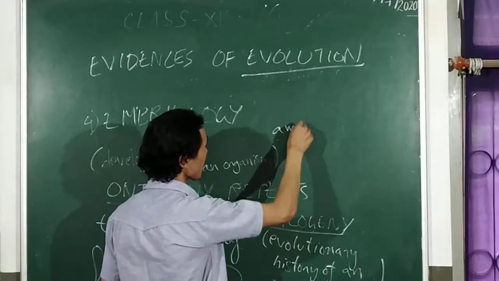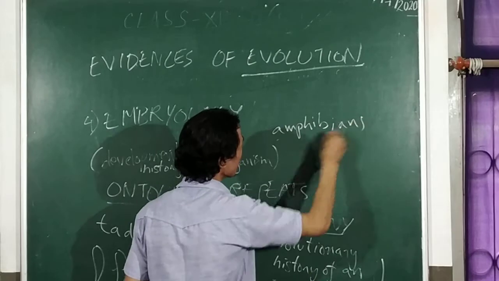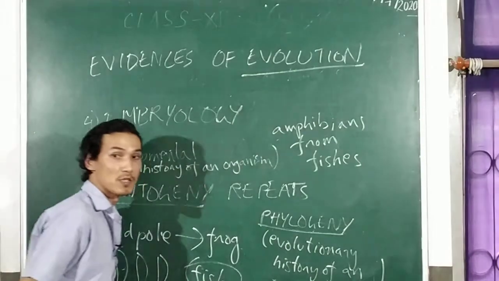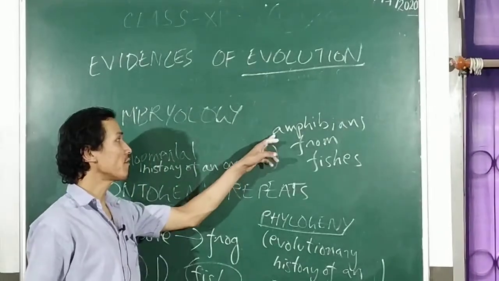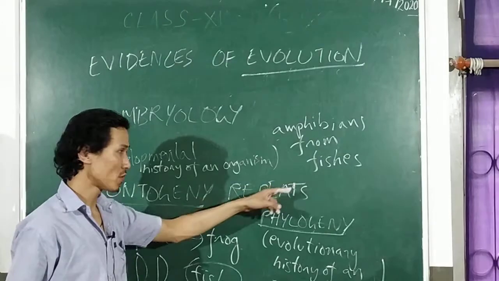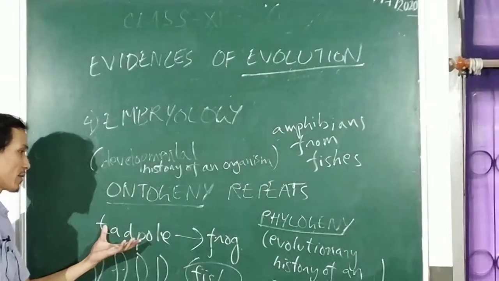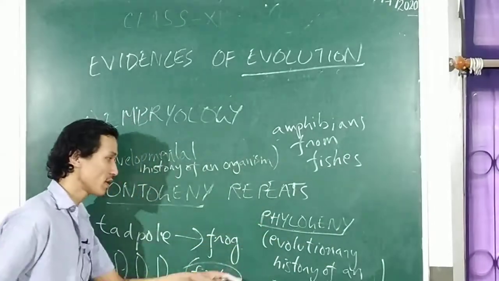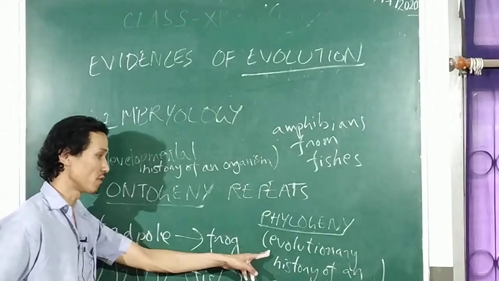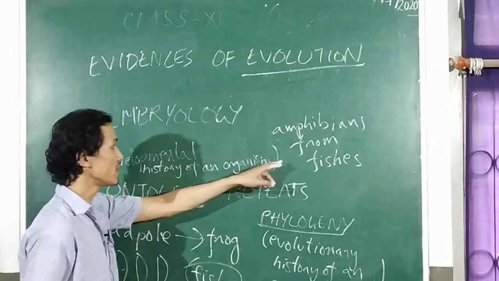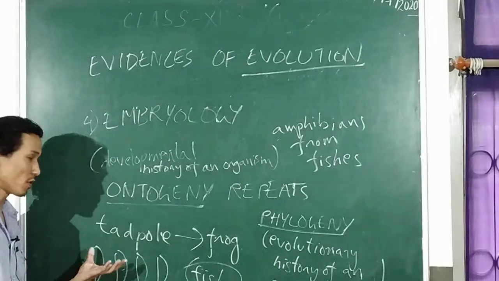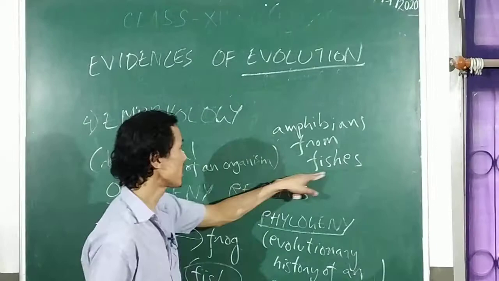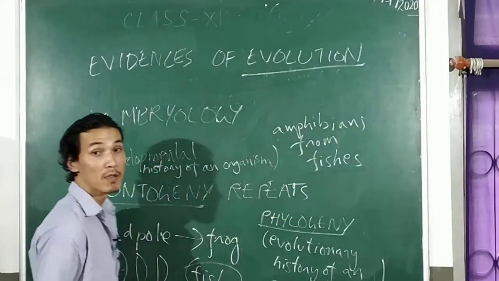amphibians from fishes, because amphibians evolved from fishes. So during the development of a frog, that is from the tadpole, basically what you can have is a slight idea about phylogeny. That means it is giving an example of the evolutionary history of the entire organism. So when we are studying the different tadpoles of the frog, basically what we are getting is the evolutionary history that amphibians evolved from fish.